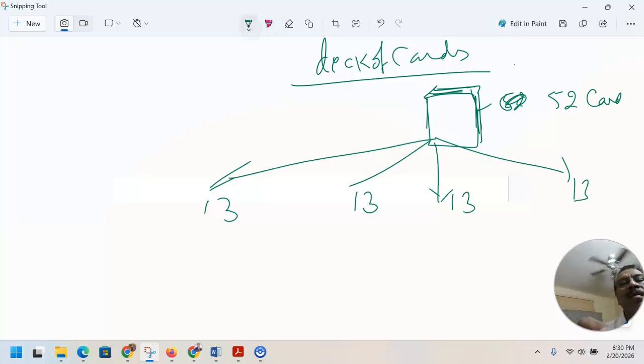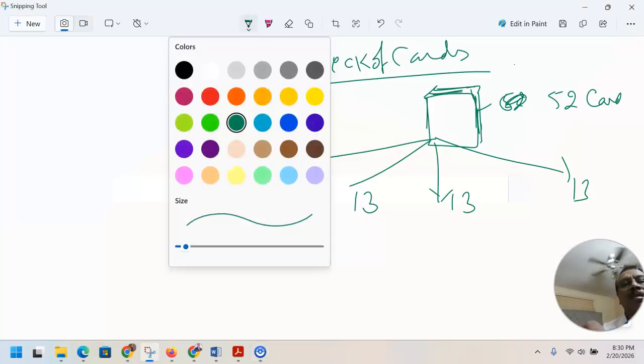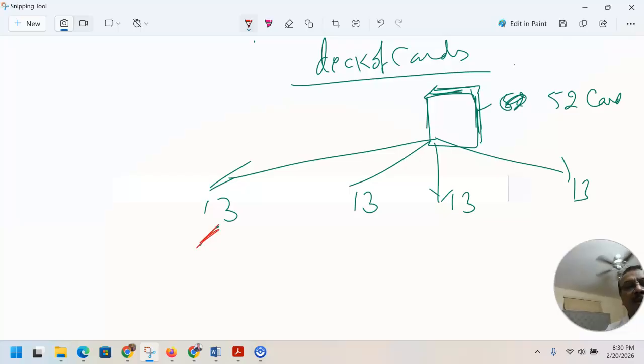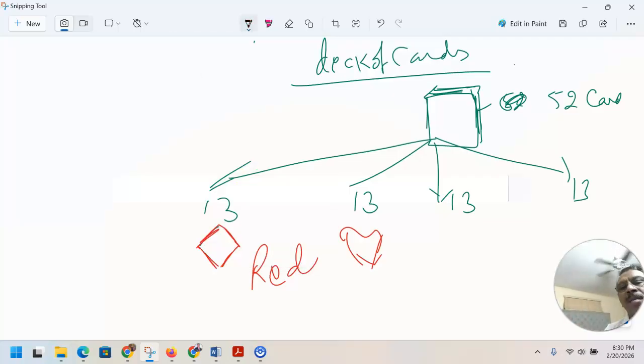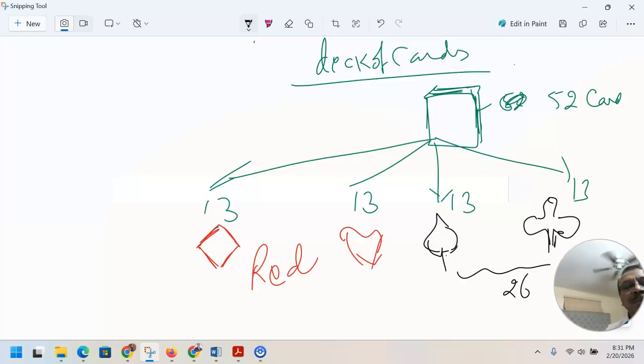And maybe diamond is one, so we have diamonds, or it could be hearts. These are two red suits, so these are the red cards. There are 26, 13 plus 13. And the black cards are maybe spades or clubs. So these are 26 black cards, and these are 26 red cards.